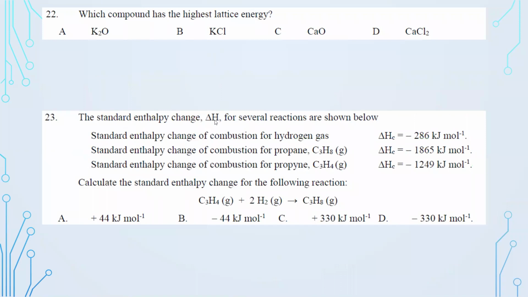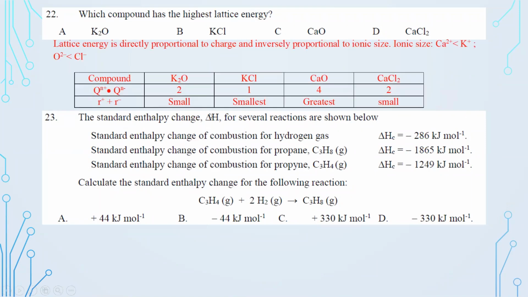This is also a very direct question. So you should know by yourself. K is from group 1, Ca is from group 2, and then O is from group 16, Cl is from group 17. So if you have CaO, it is 2 times 2. So definitely CaO will have the highest lattice energy. So this is for question number 22. Then we go to 23.